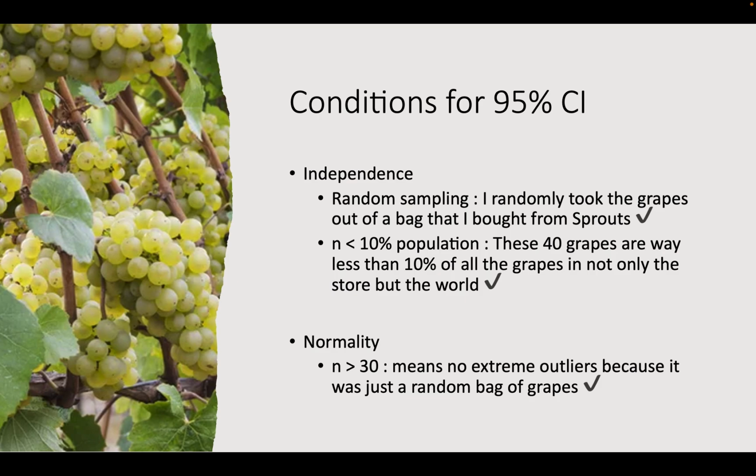I needed to make sure that I met my conditions, so my first condition was independence. I was random sampling, I just grabbed them out of the bag, and then I needed to make sure that my sample size was less than 10% of the entire population. So the 40 grapes that I had were way less than 10% of all the grapes, not only in the store, but also in the world. And then I needed to make sure that for normality, my sample size was more than 30. My sample size was 40, so I was good to go with that because I had no extreme outliers.